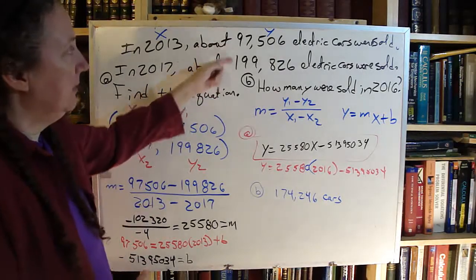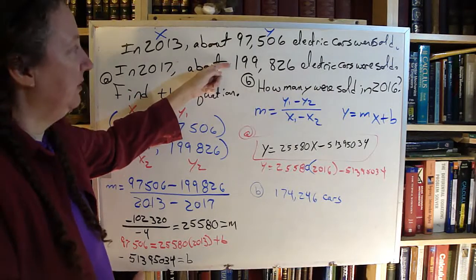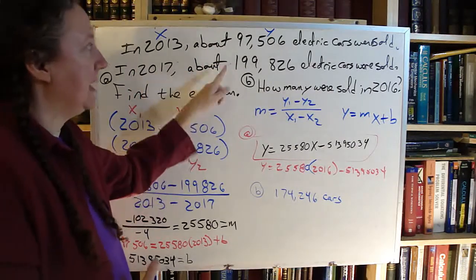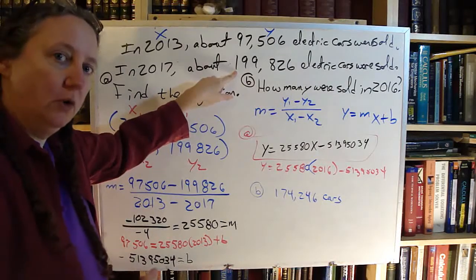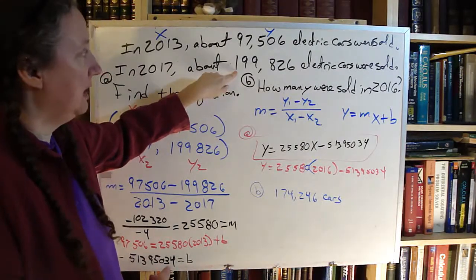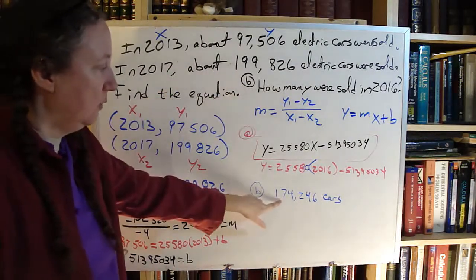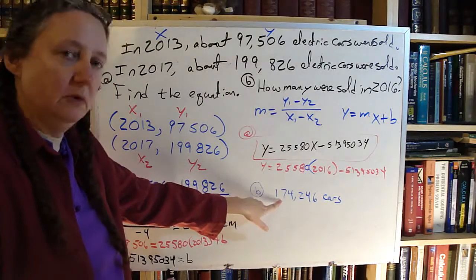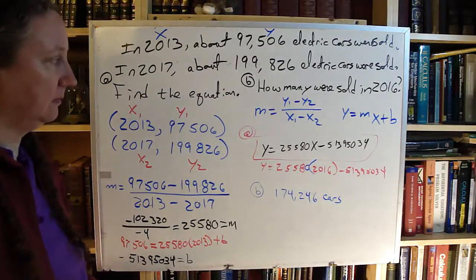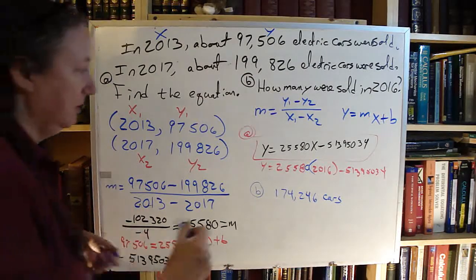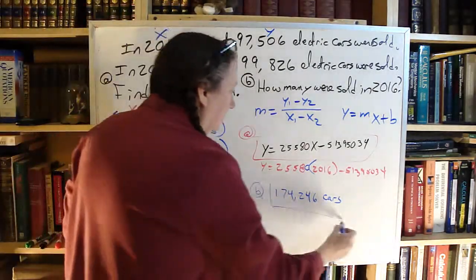So I look at my number of cars sold. Because it's so close to 2017, my answer should be close to the number of cars sold in 2017, 199,000, etc. So 174,000, that's reasonably close. So I'm pretty sure that's my right answer. So I'm going to box that off.